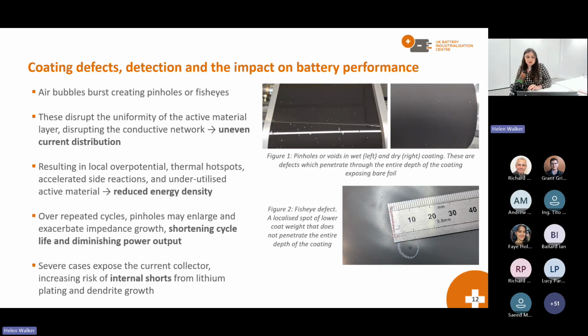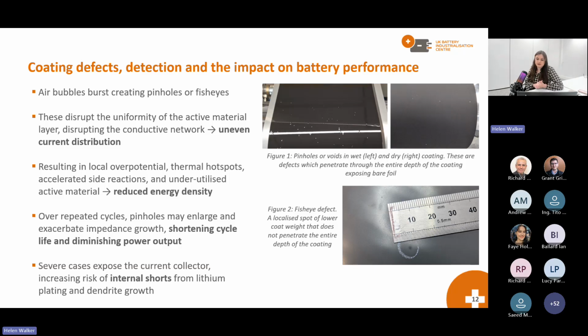So how do the bubbles manifest in the product itself? At UKBIC, we categorize defects under two names, really. When the slurry exits the slot die and transfers onto the foil, the bubbles will burst. And we say they either form pinholes, which we define as a defect which penetrates all the way through to the foil, or a fisheye, which is a concave circular-shaped defect that doesn't quite penetrate to the foil.